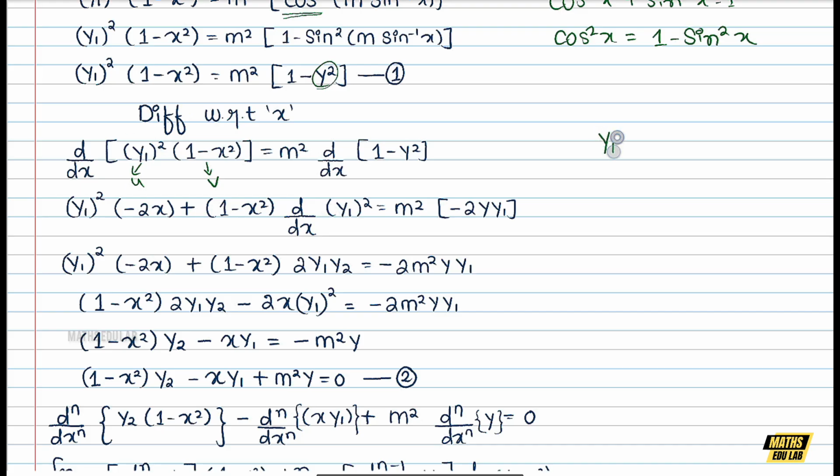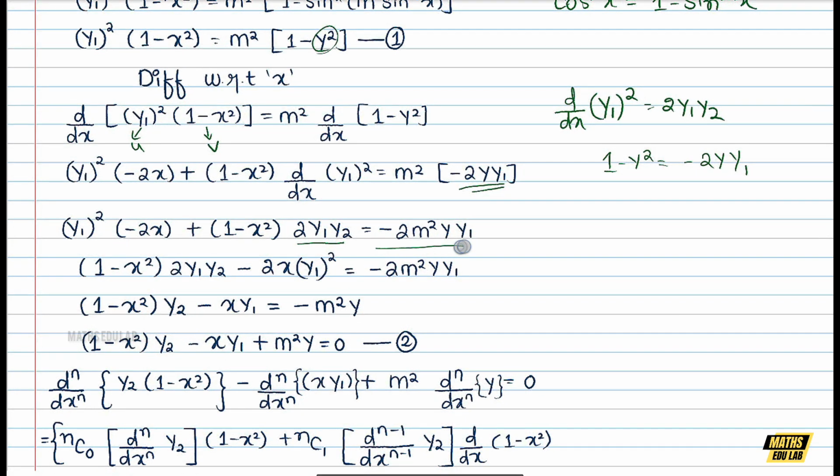So the derivative of y1 whole square is nothing but 2y1, and the derivative of y1 is y2. So this is what I have written, and m square is our value, and the derivative of 1 minus y square is written as minus 2y and y1. Okay, so this is what I have written.